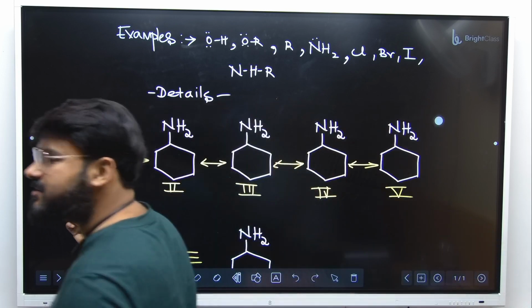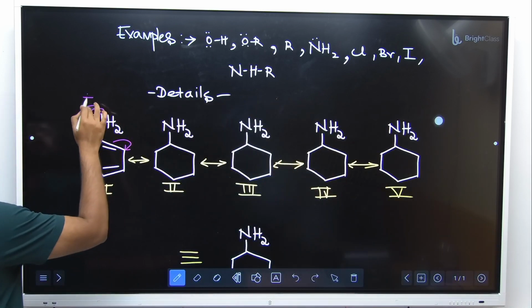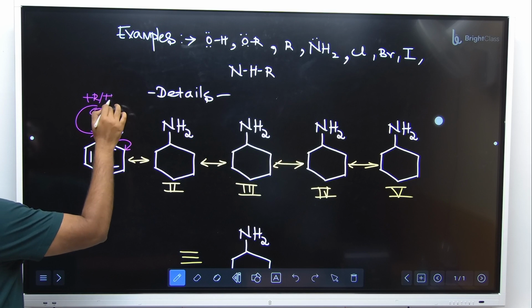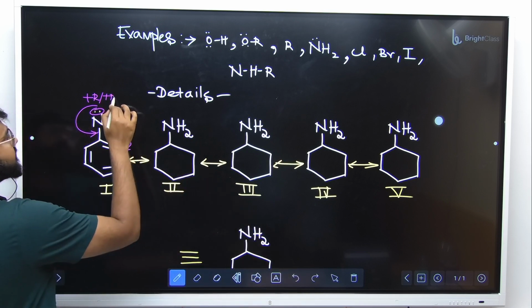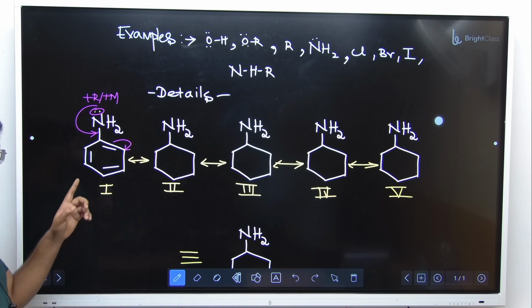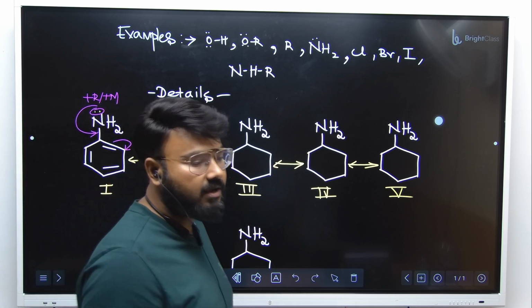So which effect is this? It is a plus R or plus M effect, when the lone pair is directed inside the ring.